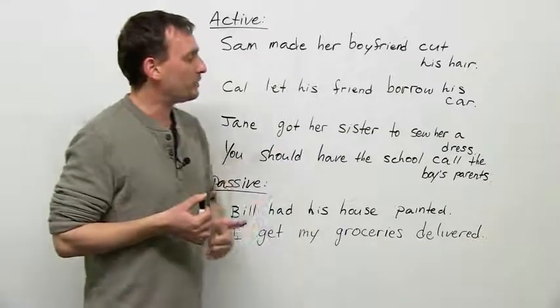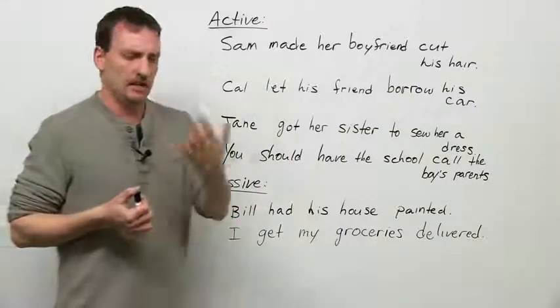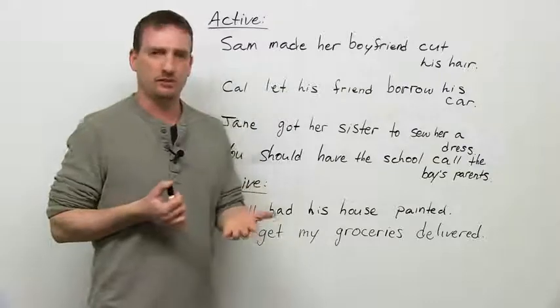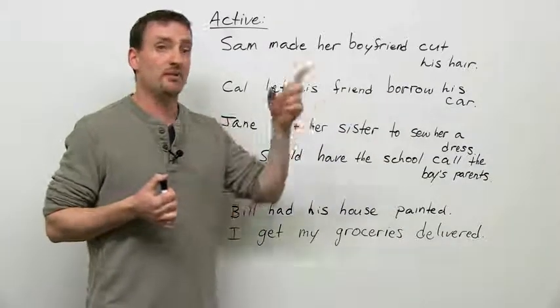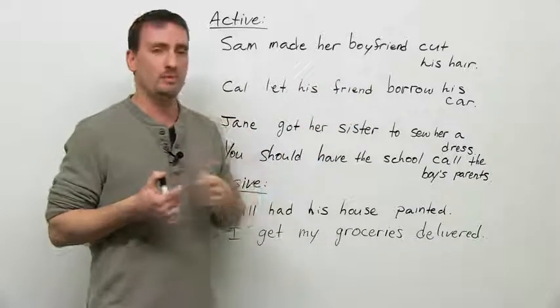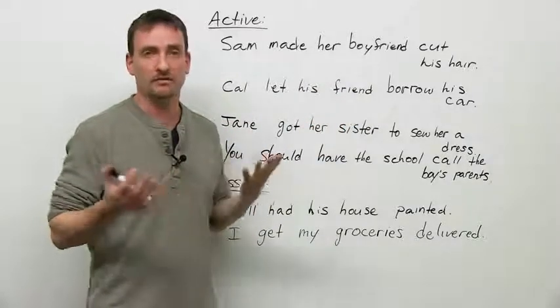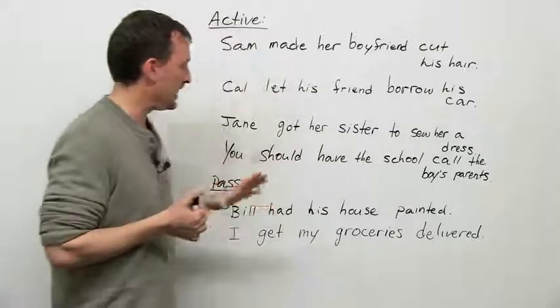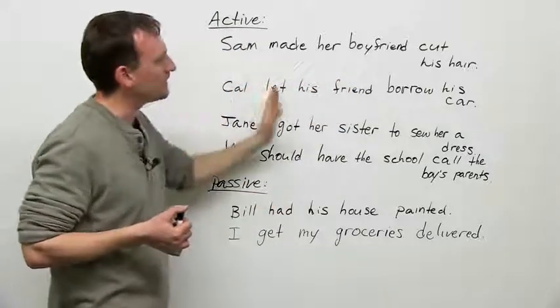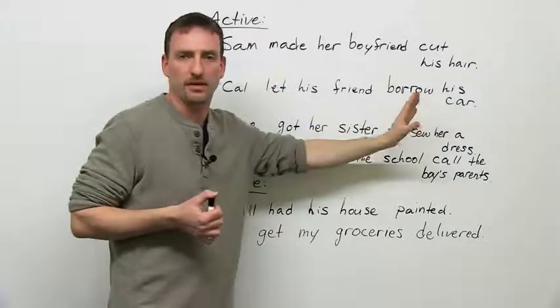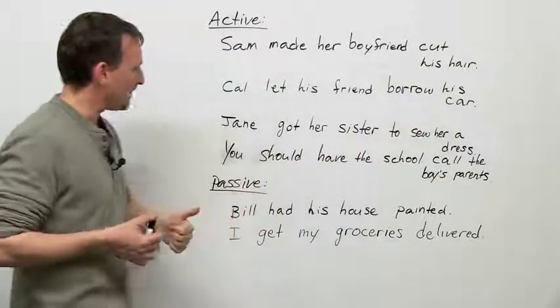You should have the school call the boy's parents. Now, your son is having a problem at school. There's a bully. Somebody's beating up your son. You should have the school call the boy's parents and talk to them. Make sure they do something about this. Okay? So all of these are active. The subject is causing the agent to do something. Good. Here we have the passive.